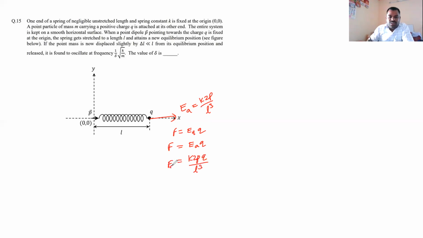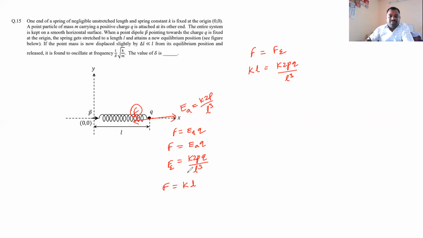As this electrostatic force is acting, the spring is stretched to length L. As the spring is stretched, an elastic force acts in the direction opposite to the stretch. The elastic force is equal to force constant into elongation, and the elongation is L. At equilibrium position, the elastic force is equal to the electrostatic force. That means kL is equal to k into 2Pq divided by L cube.